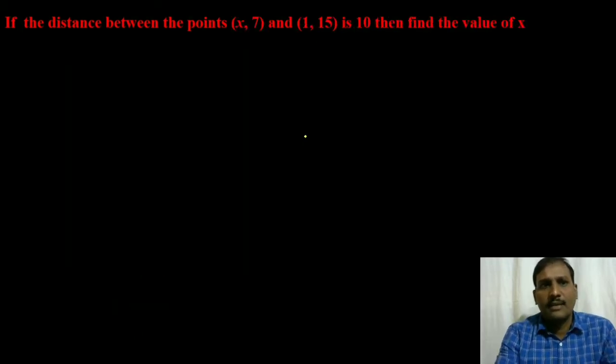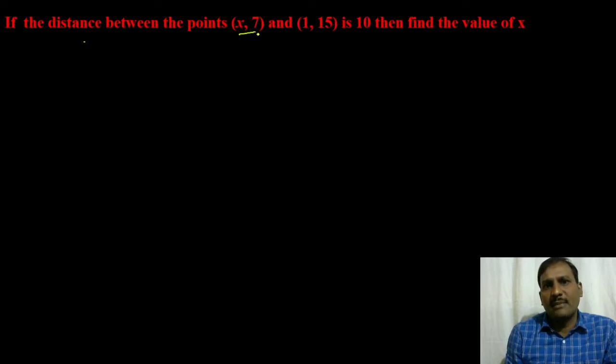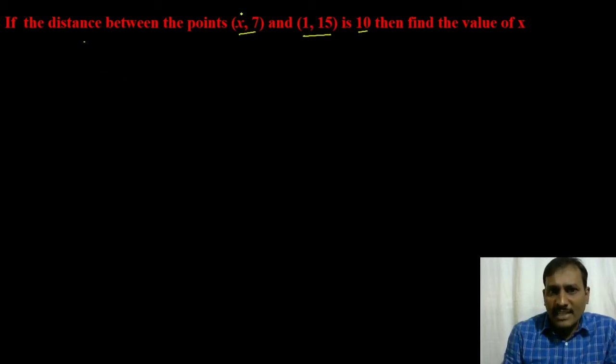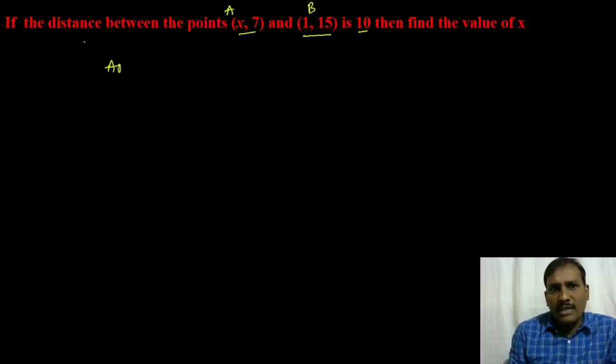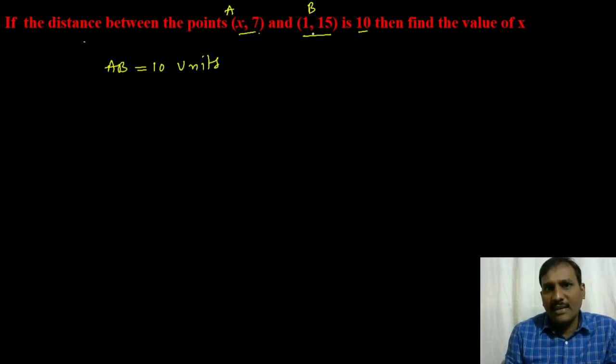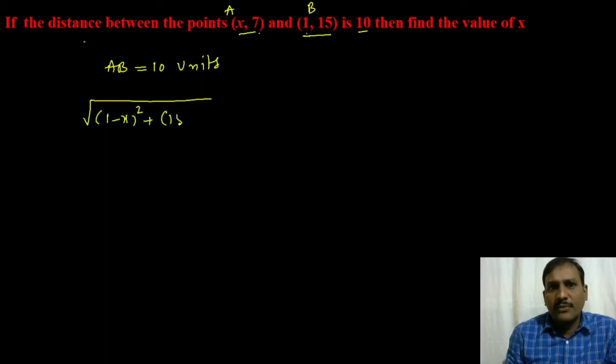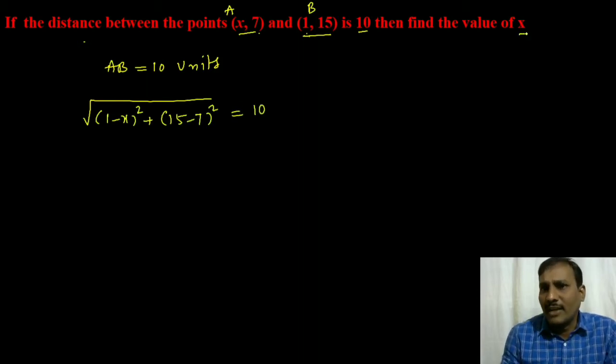Okay, next. If the distance between the points x comma 7 and 1 comma 15 is 10, then find the value of x. Now, what is the distance between them? Let us say this is point A, this is point B. So AB is equal to 10 units. Now x comma 7 and 1 comma 15. What is the formula we have to use? Under root x2 minus x1, 1 minus x whole square, plus y2 minus y1, 15 minus 7 whole square, is equal to 10 units. We have to find the value of x here.